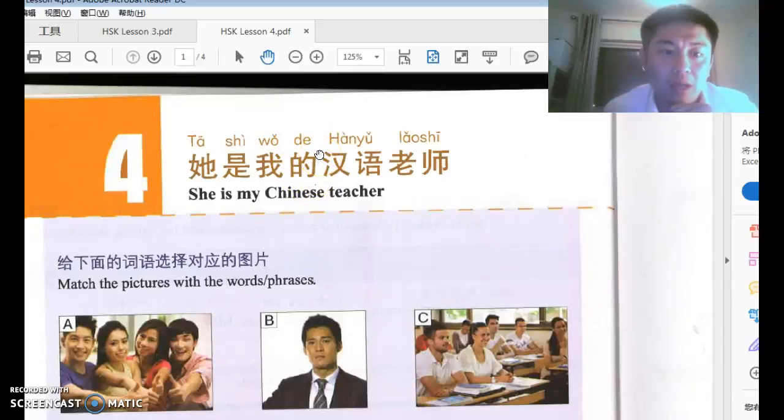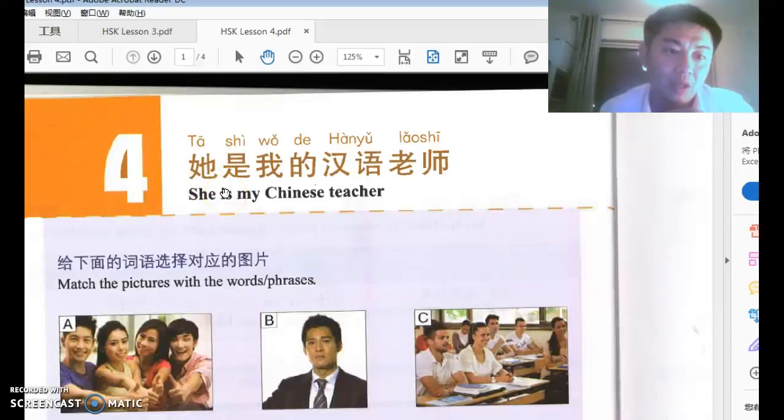我的, this 的 is something very important. It's the possessive, right? It's after a person to mean this person's, so I's is my Chinese teacher. This Chinese is the Chinese language, not Chinese as in nationality. If you want to say Chinese nationality, you need to use 中国, as we learned in our last lesson. 中国老师, that's a Chinese teacher, as in he's from China. 汉语老师, as in he or she teaches Chinese.